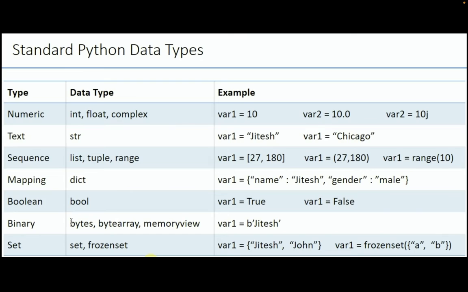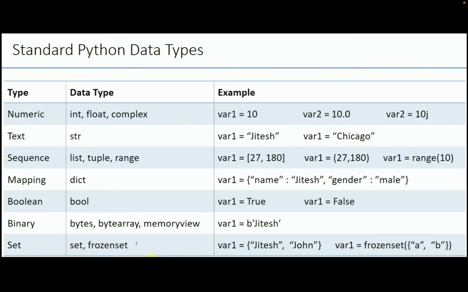Next we have the binary variable data types, which are bytes, byte array, and memory view. Bytes and byte array are used for manipulating binary data, and the memory view uses the buffer protocol to access the memory of other binary objects without needing to make a copy.